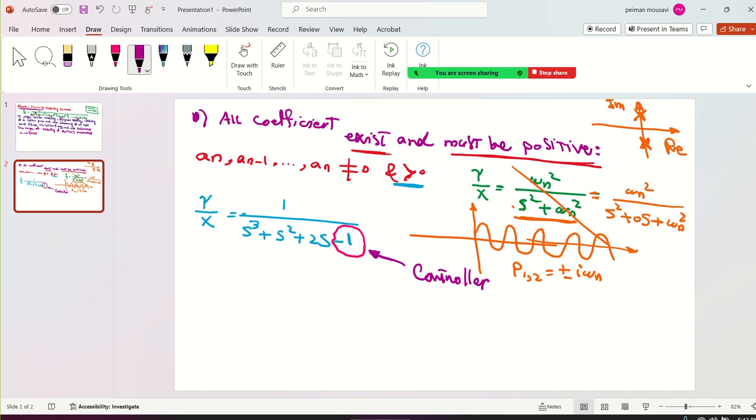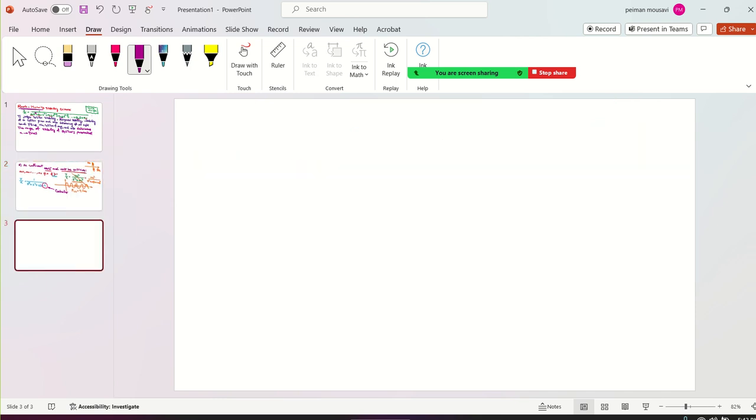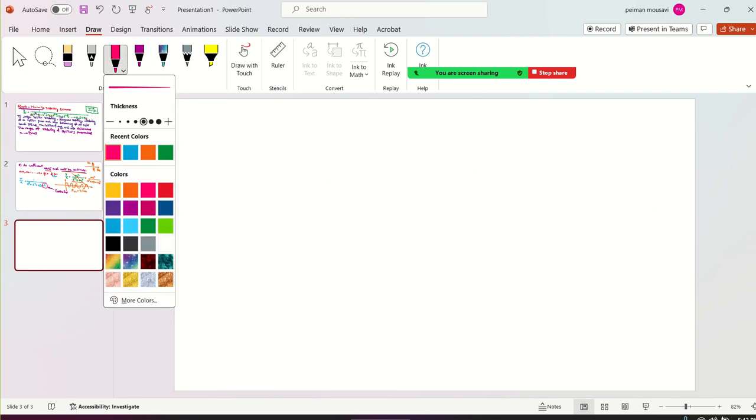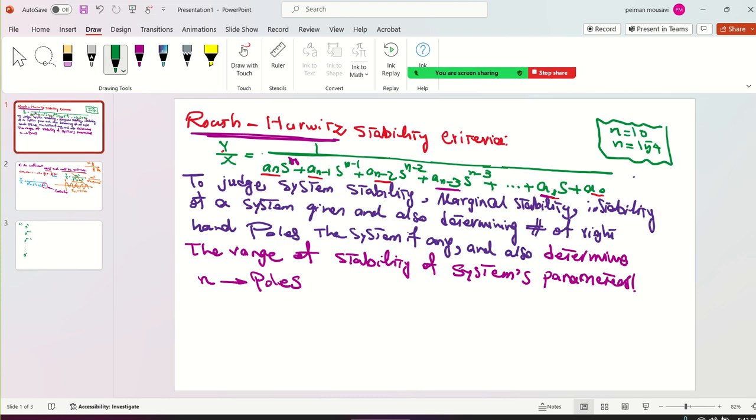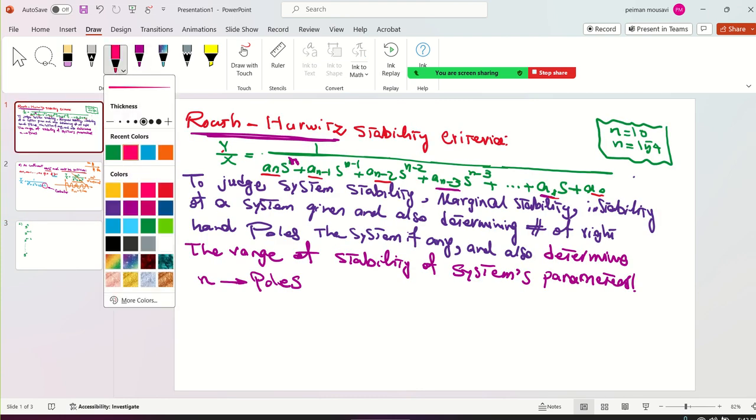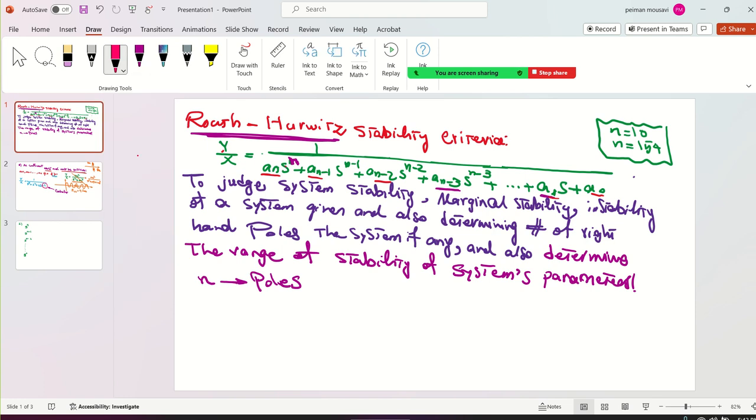The second condition, I have to go to the next page. The second condition is this. You have to make a table. The table is this: s^n, s^(n-1), s^(n-2), and coming down, s^0 means the constant. Then you have to go here and say, okay, s^n, you have to select like this.